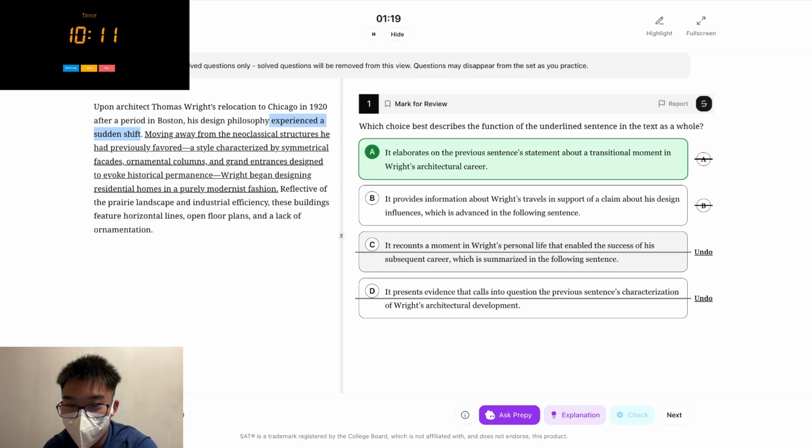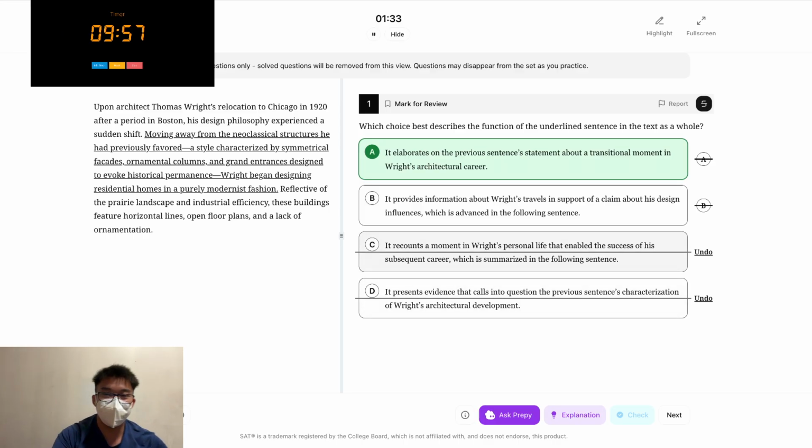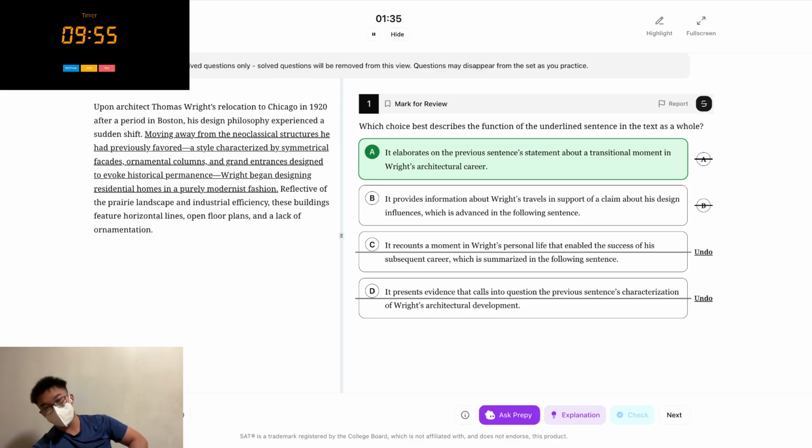This one recounts the personal life. Not really. It does not talk about his subsequent career. I guess it reflects it, but it doesn't really go into depth. So that's incorrect. And then present evidence calls the question of characterization. That's incorrect. A just made the most sense to me. So yeah. Okay, cool. Let's go next.